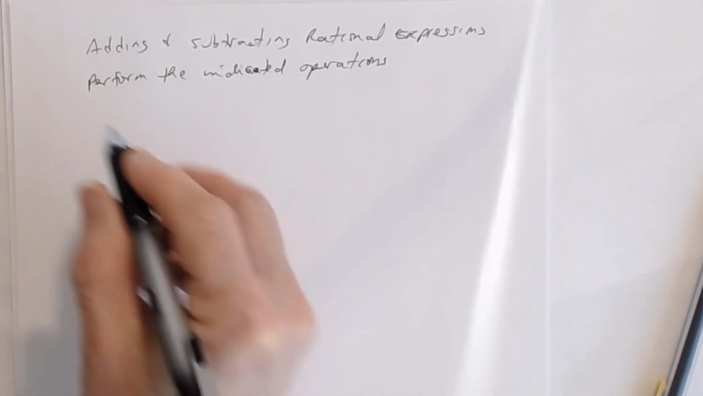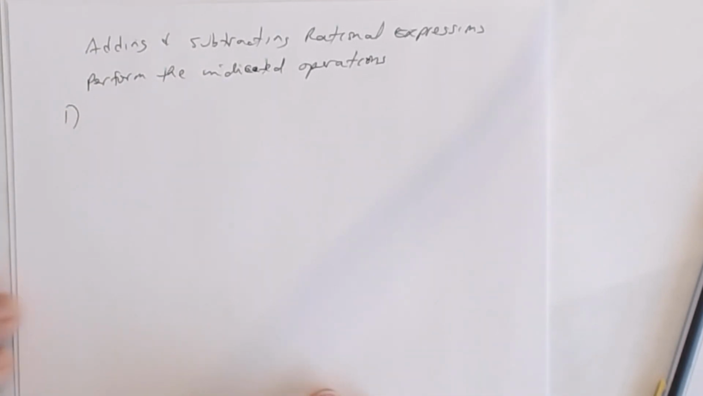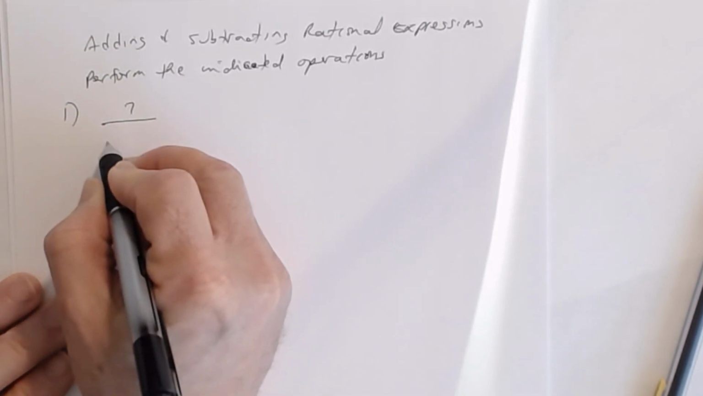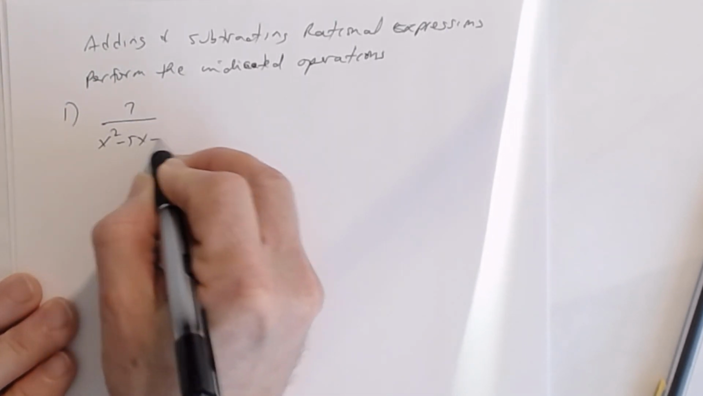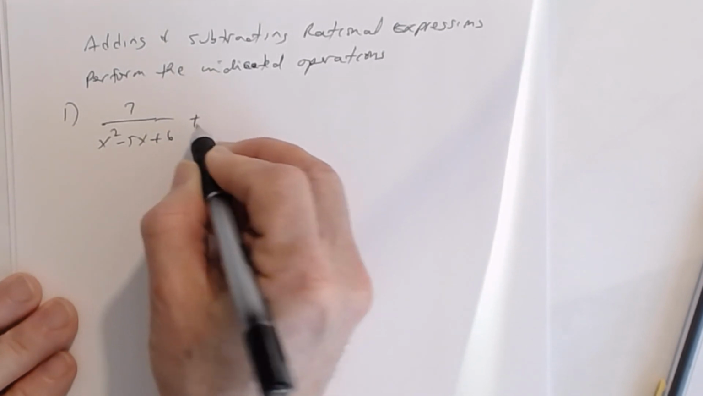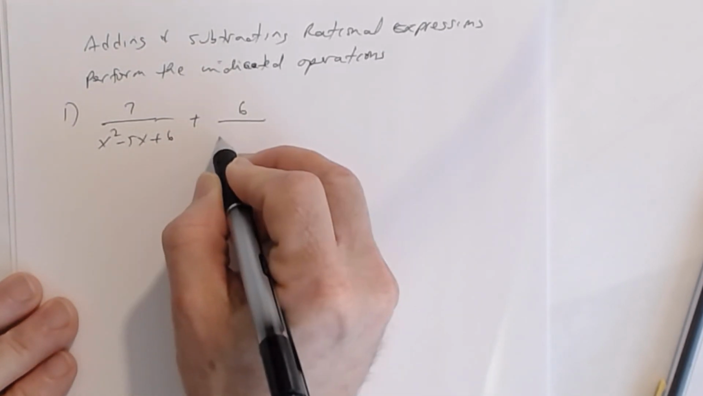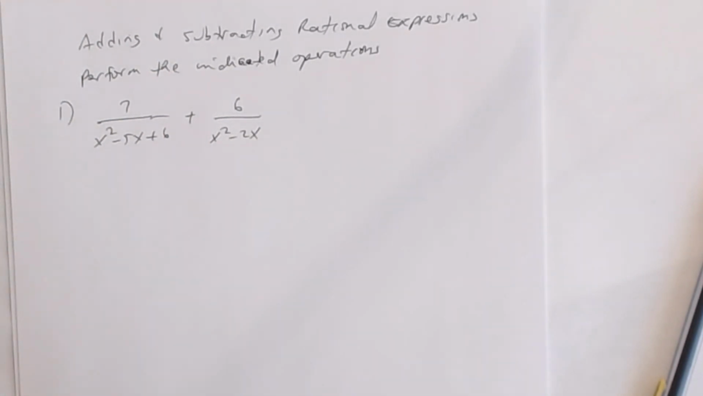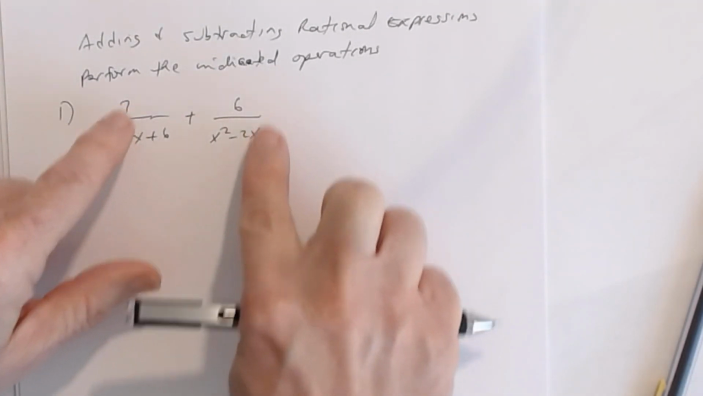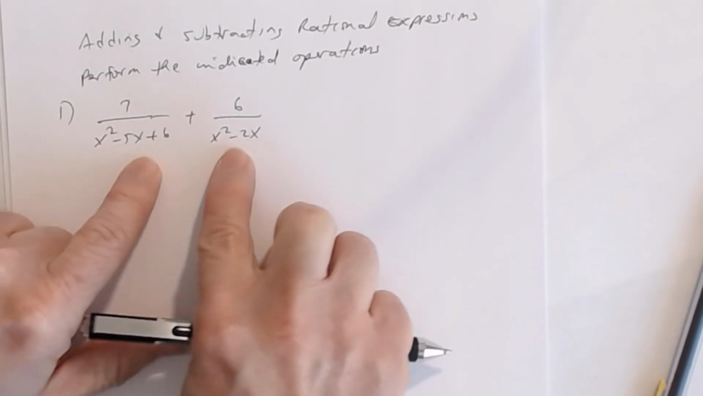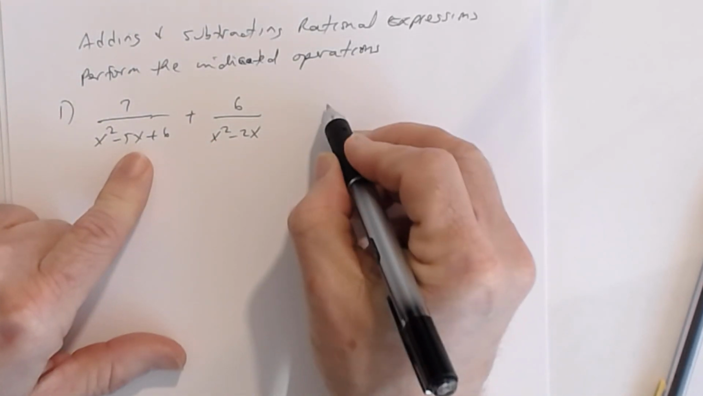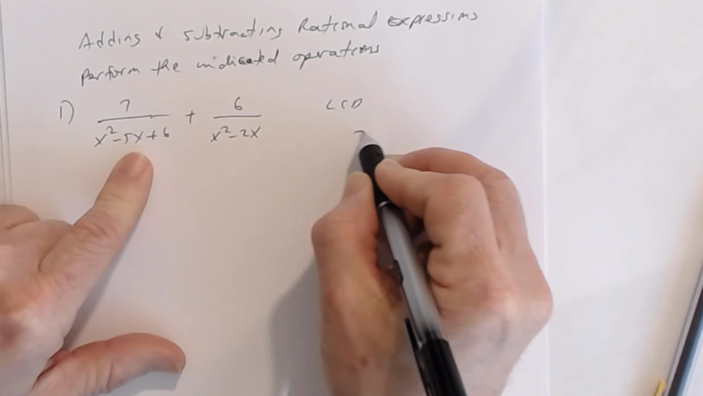All right. So I'm going to put this one as number one. Okay. So number one, we have 7 divided by x squared minus 5x plus 6, plus 6 divided by x squared minus 2x. Okay, now remember, when adding and subtracting rational expressions, the denominators have to be the same. Notice that these denominators are different. So what you got to do now is find the least common denominator.